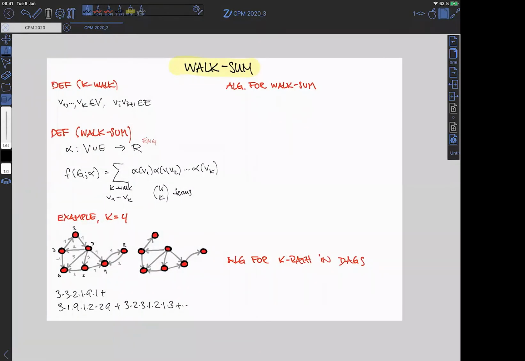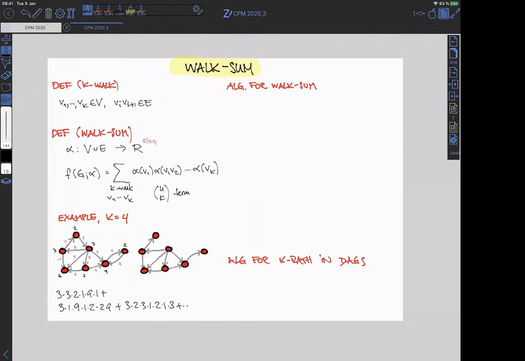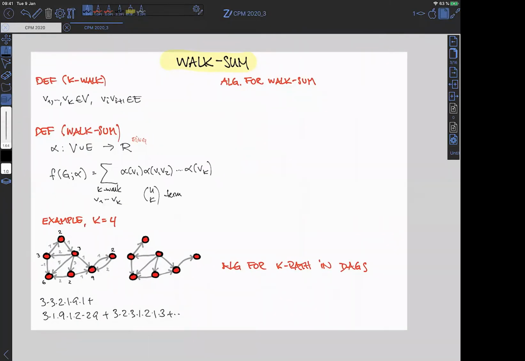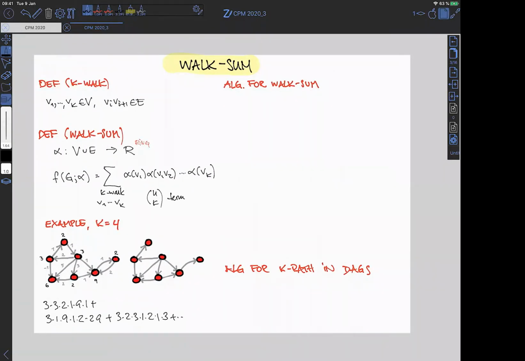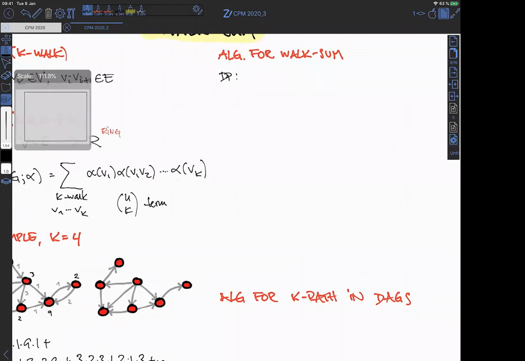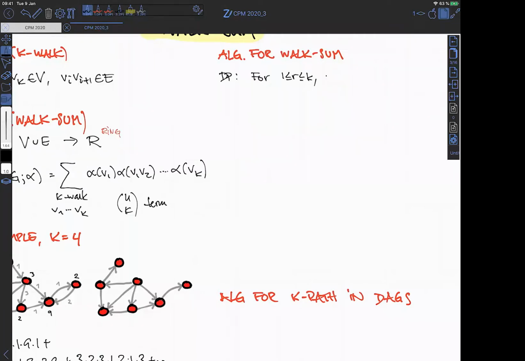So why does this play a role? The walk sum plays a role because there's a very well-known folklore algorithm for it, which is just based on dynamic programming. And at the danger of insulting all of you, I will just spell it out. So the dynamic programming algorithm for this problem is to define, for every r and every vertex v, some value, let's call that S for sum maybe, of r, v, which is the sum over all r-walks of alpha V1, alpha V1V2, and so on, defined exactly as the walk sum, but ending in Vr.